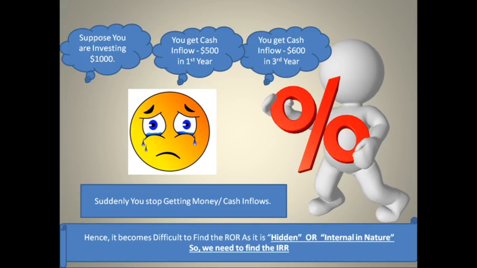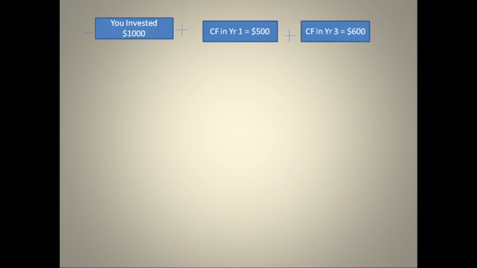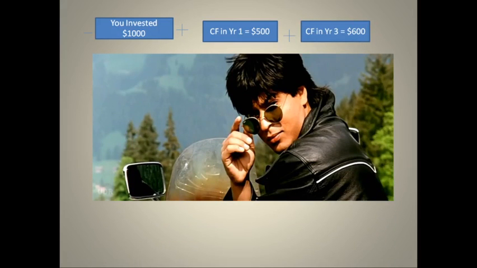You are investing $1,000 and you are getting a cash inflow of $500 at the end of year 1, and a cash inflow of $600 at the end of year 3.